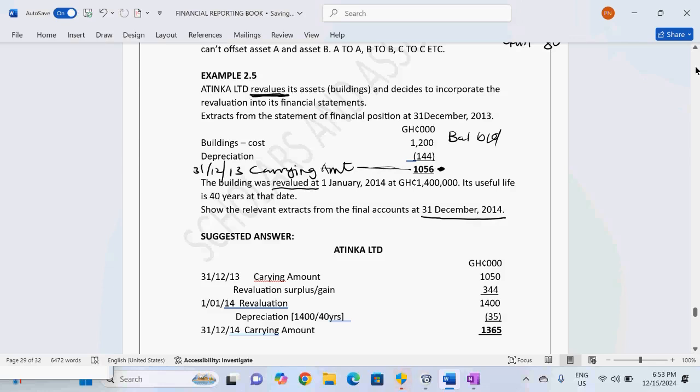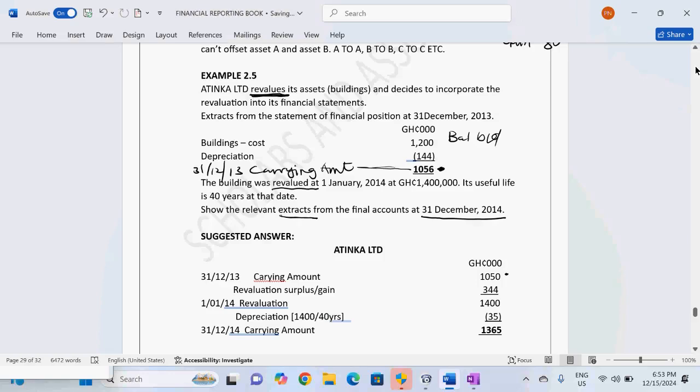And you have to prepare the relevant extract. Under the standards, you prepare the extract. You don't prepare the full financial statement like you used to know in level 200. Here you prepare extracts because not all the information that you need to prepare a full statement is available. So this 2013 is the balance from the previous period, and that is the carrying amount, 1,056.